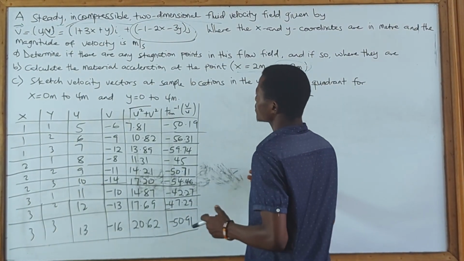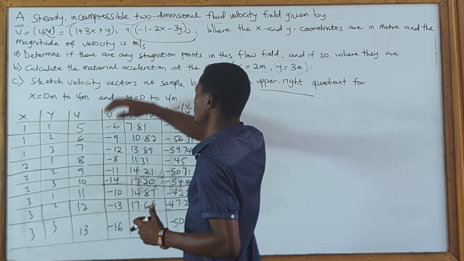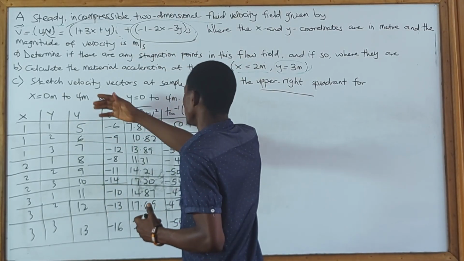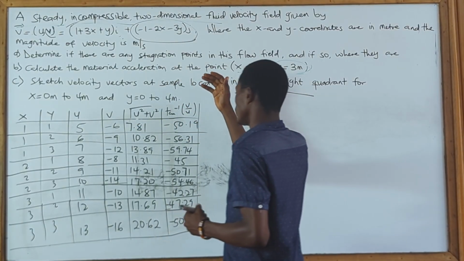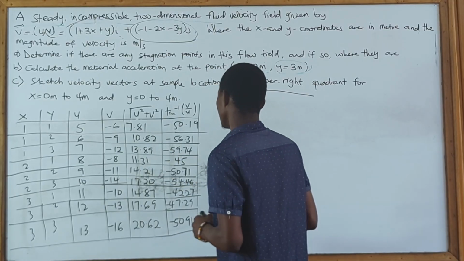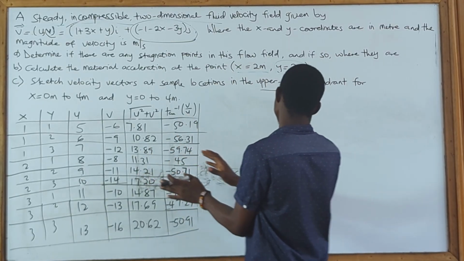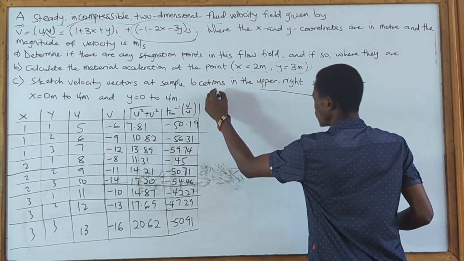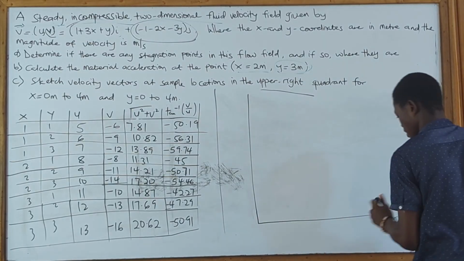Okay, so after the computation, putting all the parameters into the u, the v, and finding your magnitude and also your direction, you are going to get these data points. So now we are going to draw this set of data points on our graph sheets. So let's assume this is my graph.